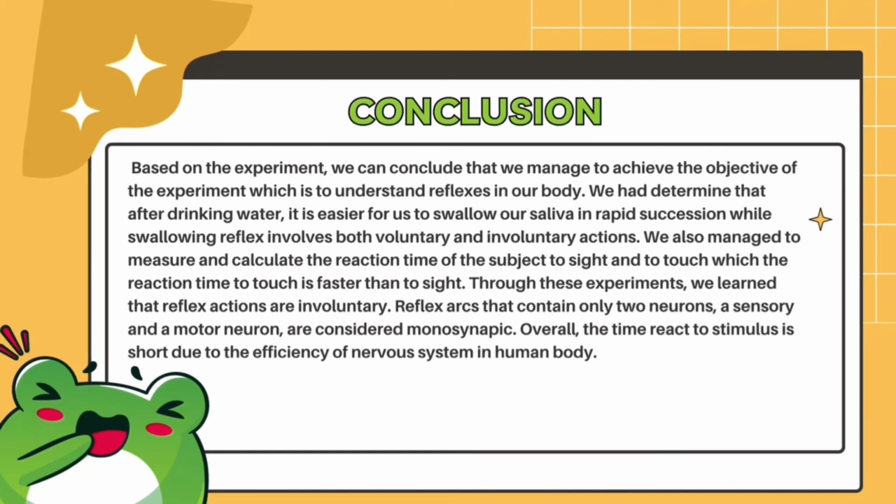We also managed to measure and calculate the reaction time of the subject to sight and to touch, where the reaction time to touch is faster than to sight. Through these experiments, we learned that reflex actions are involuntary. Reflex arcs that contain only two neurons, a sensory and a motor neuron, are considered monosynaptic. Overall, the time to react to a stimulus is short due to the efficiency of the nervous system in the human body.